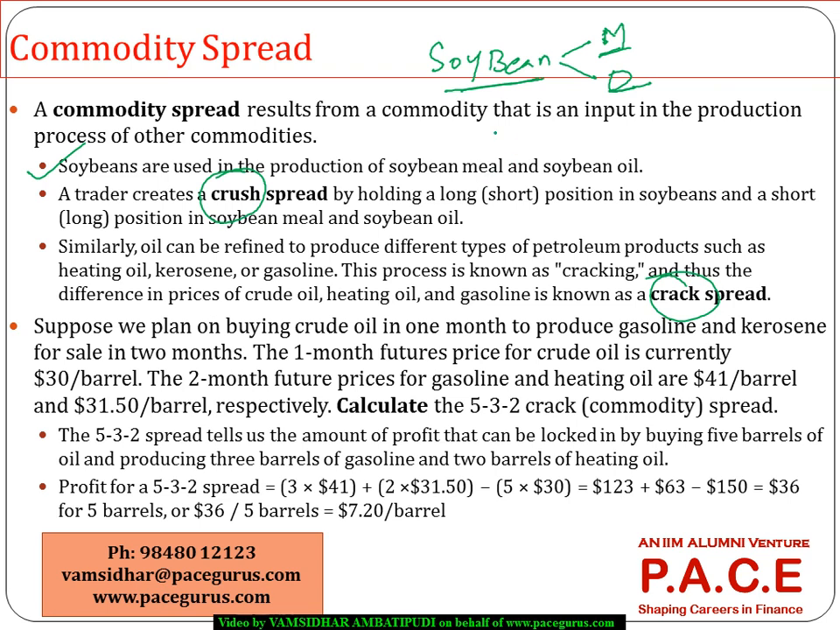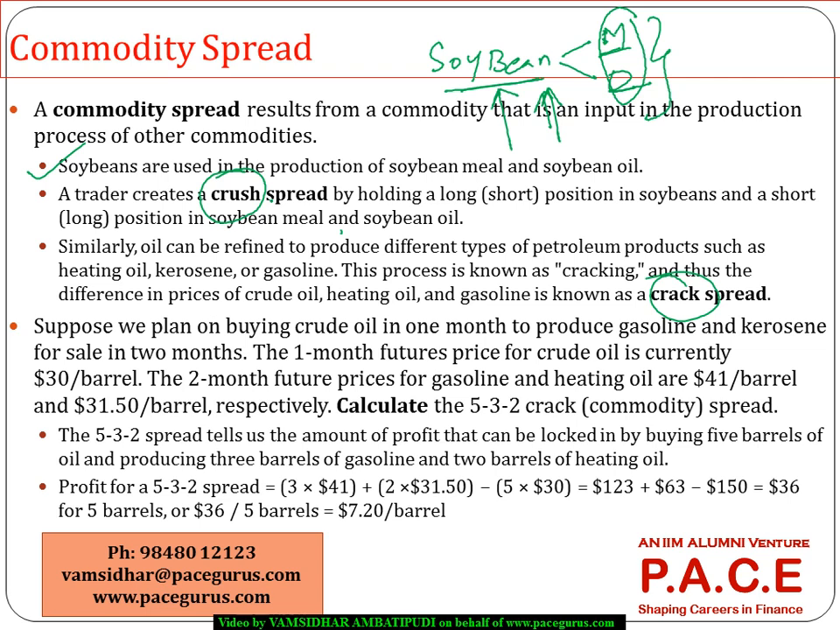A trader can create a long position in this and short positions in these two things, or a short position in this and a long position in these two things, and create a profit. That kind of profit which is created by this kind of spread mechanism is what we call a crush spread. Basically, some raw material is being crushed to create two other byproducts which are also traded separately in the market.